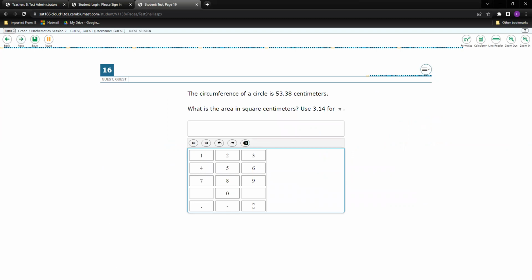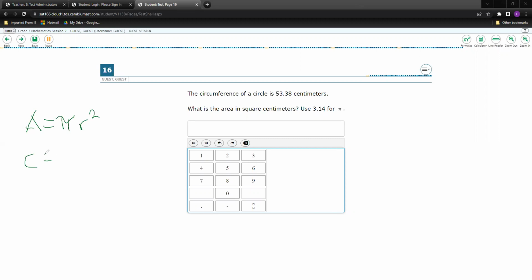Okay, circumference and area. So the area of a circle is pi, or 3.14, times the radius squared. How do we find the radius? The circumference divided by pi is the diameter, and the diameter divided by 2 is the radius. So let's do that with the calculator, of course.